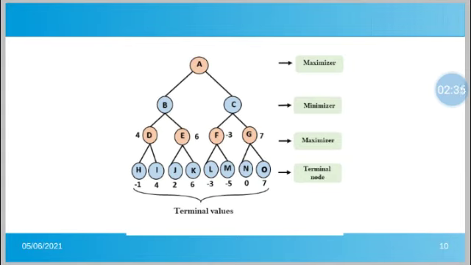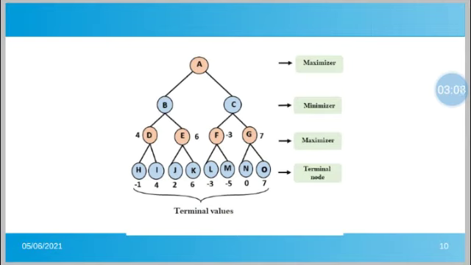Now at node E, max will choose the maximum of J and K, that is the maximum of 2 and 6, so the maximum is 6. At node F, max will choose the maximum between -3 and -5, so the maximum is -3. And at node G, max is going to play. Max will choose the maximum between 0 and 7, so it will choose 7.